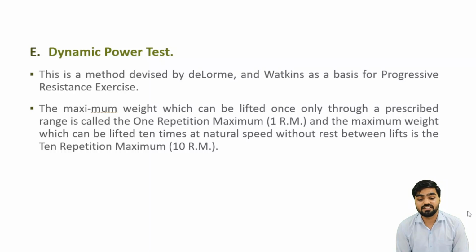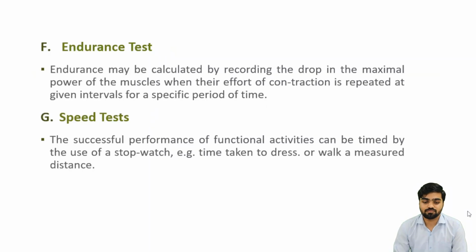The maximum weight which can be lifted 10 times at natural speed without any rest will be called 10 repetition maximum. Here there are two important terms: one is 1 repetition maximum, another is 10 repetition maximum. If with maximum weight you have to complete just 1 repetition of the prescribed range of motion, it comes under 1 repetition maximum. And with maximum weight, if you have to complete 10 times of that same motion with natural speed, it will be called 10 repetition maximum.